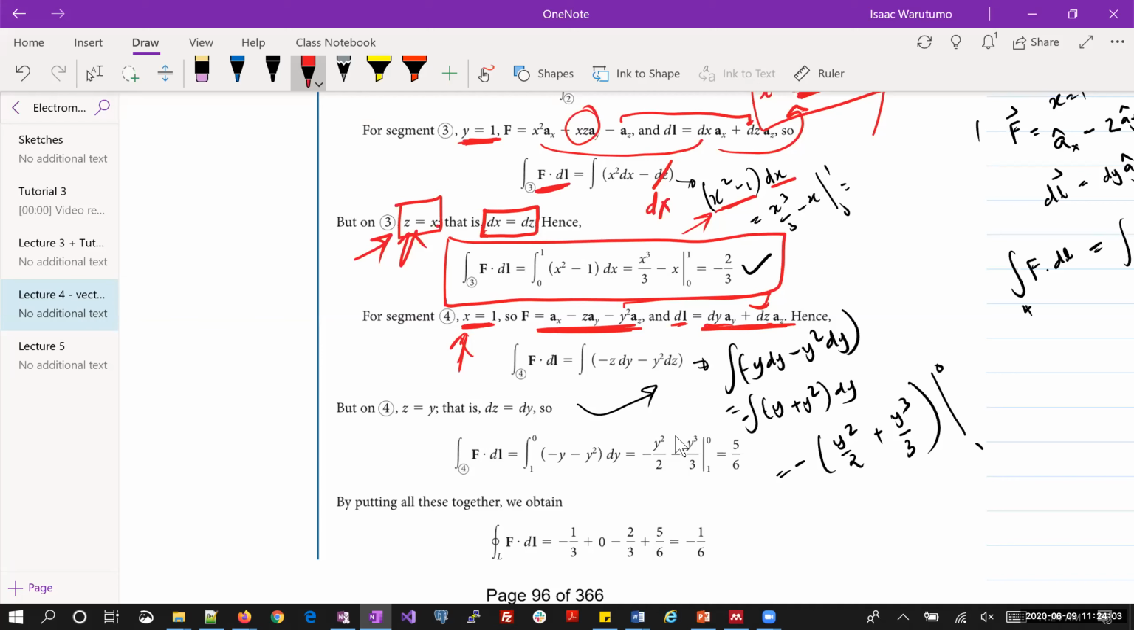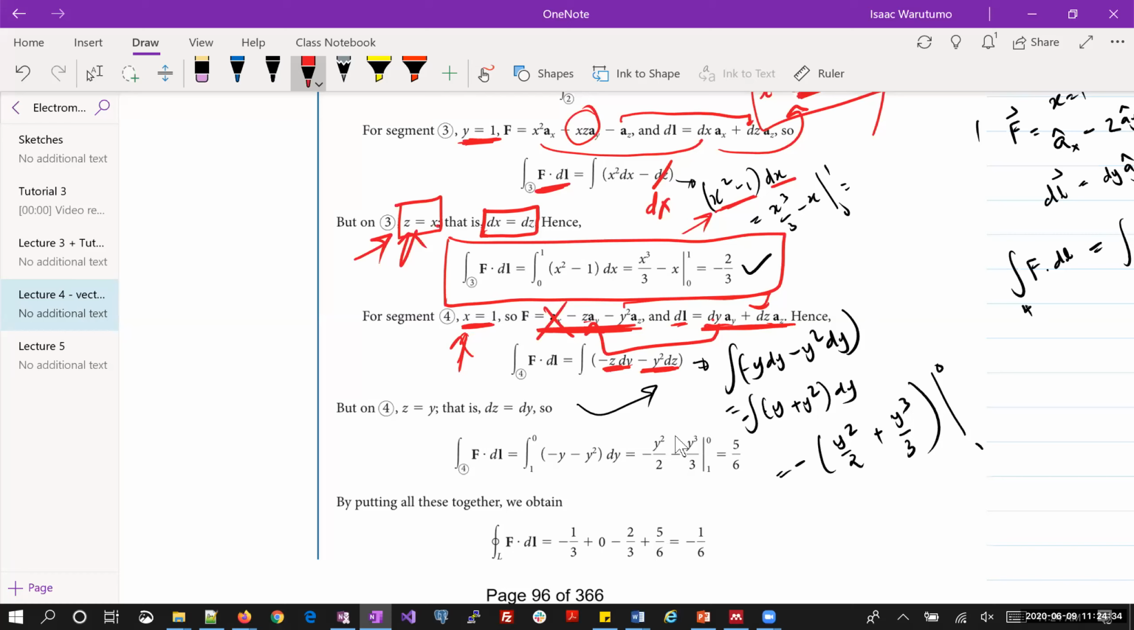Therefore, you just do the dot product. And the dot product says that you dot y component with y component, and z component with z component. So you add up, this gets lost. And therefore, you are going to end up with negative z dy, and y squared dz. So these are the two terms you're going to end up with.